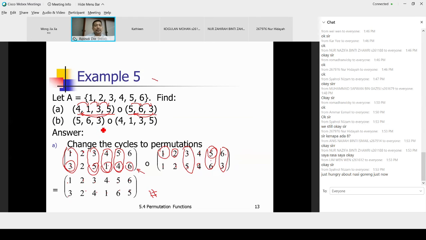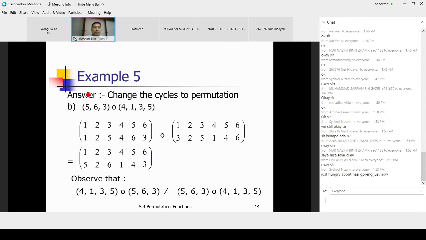Okay. The second thing is we try to change the position. 4, 1, 3 will be the second permutation. 5, 3, 1 will be the first permutation. We change, and we will see whether the answer is equal. Okay, now we change and get 5, 6, 3. Second, 4, 1, 1, 3, 3, 5. The others are the same. Now we do the operation. 1 maps to 3, 3 maps to 5. So the answer is 1, 5.